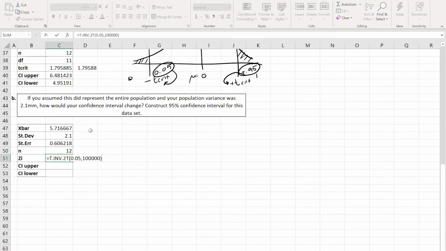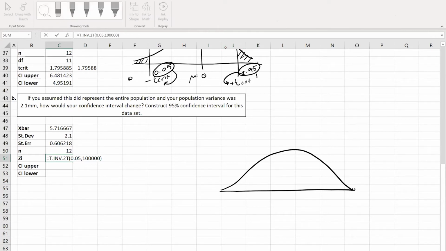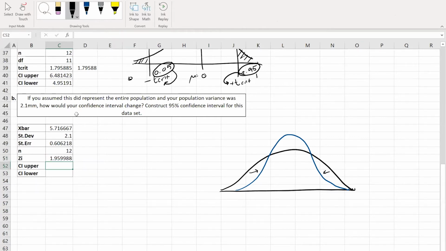Because remember, as our sample size increases, our t-distribution begins to converge on our z-distribution, which has a lower variance. So by having this ridiculous sample size of 100,000, we're essentially simulating a z-distribution.